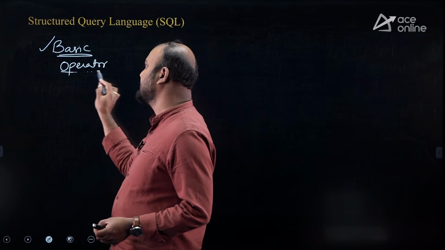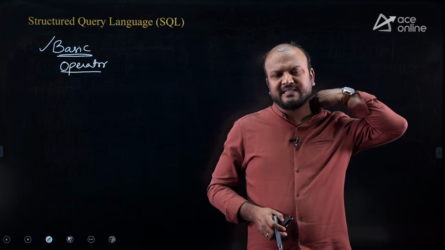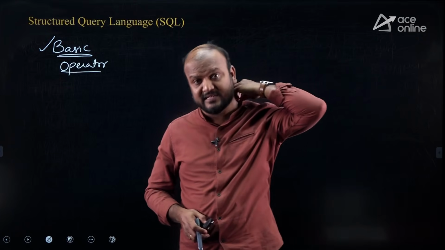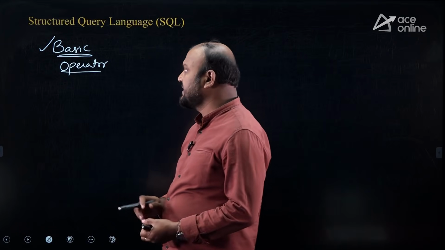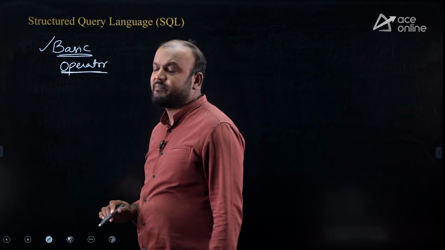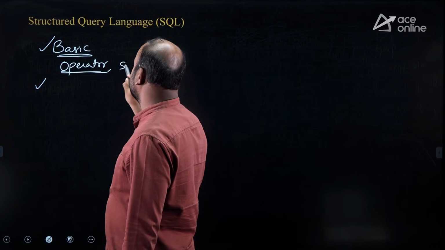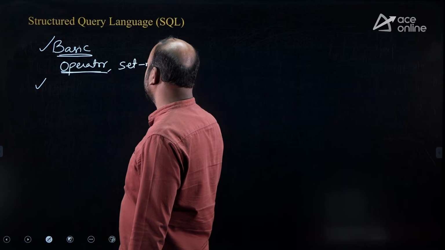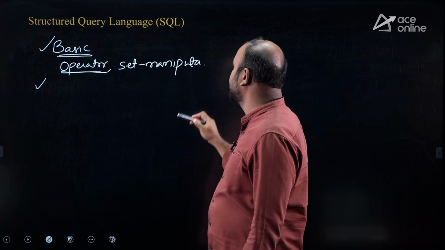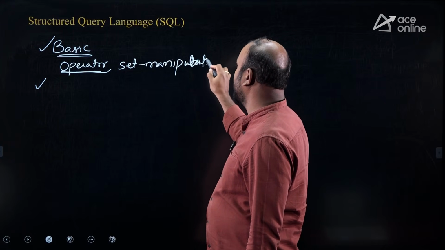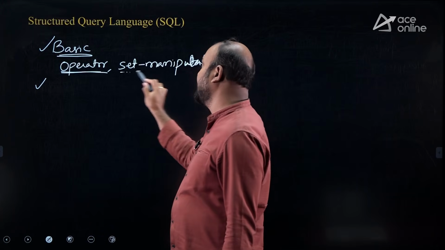So some basic questions were asked. In the 2023 GATE exam, only one SQL question was asked on a basic query, and that too a 2 marks question. But you can expect questions on basic operators and set manipulation operators. What are set manipulation operators? Union, intersection and set difference. And we know that set manipulation operators eliminate the duplicates.